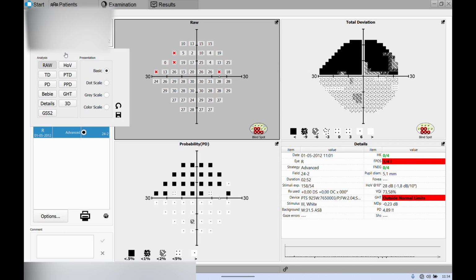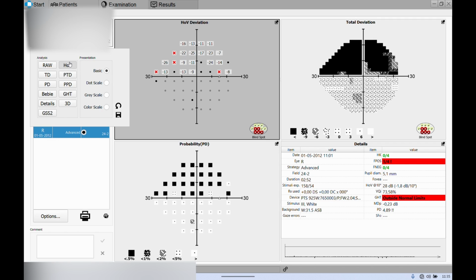We can view directly the results on the machine, and this is the result display. We have 4 different subscreens, and we can change the view on the subscreens. So we can have the raw, so this is basically the sensitivity. We can have deviation from the hill of vision. This is more or less adjusted to the patient's sensitivity. So if you have, let's say, a patient who has cataract and they have generalized depression of the hill of vision, in order to see some defects, you would likely use this type because then you will see only the highlighted defects and not generalized defect.